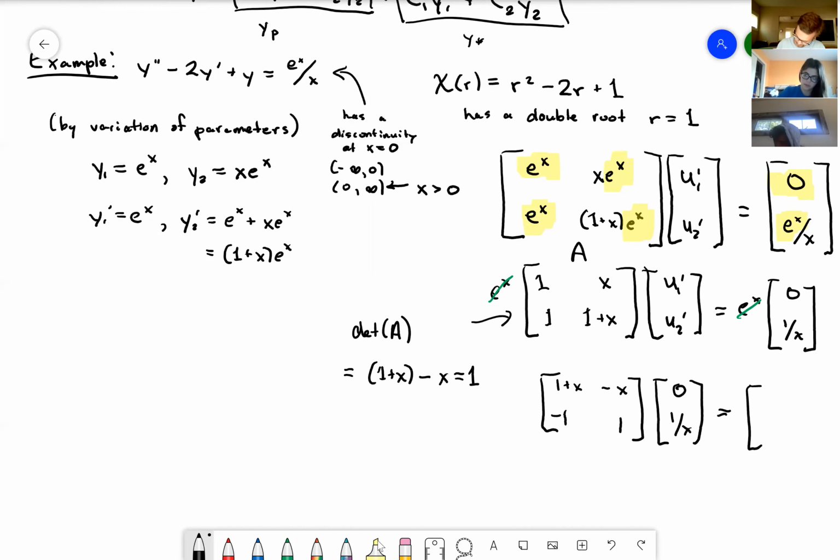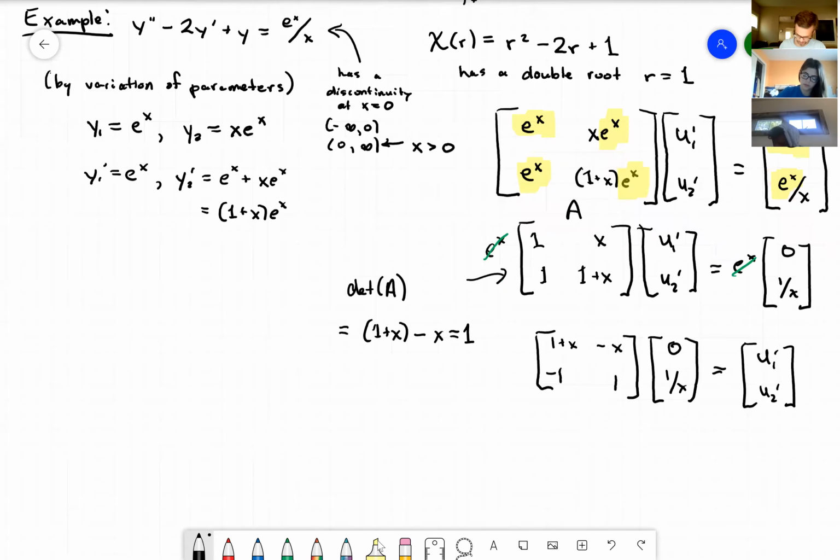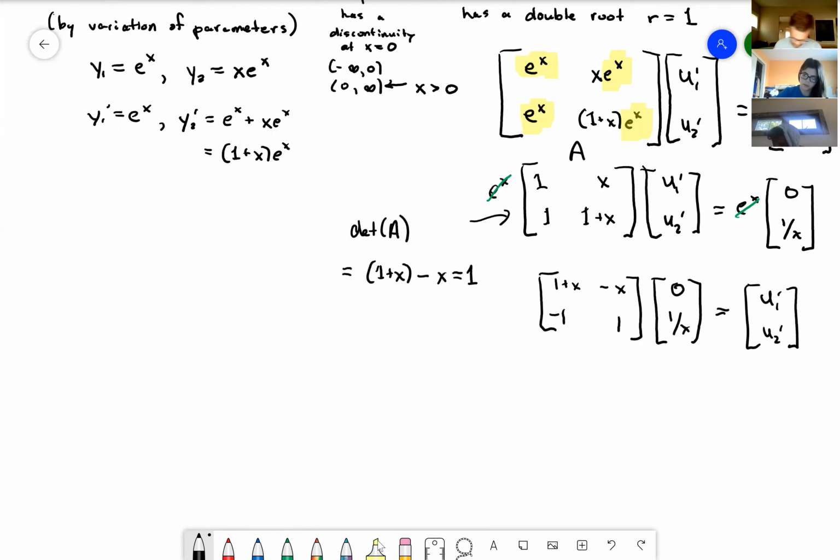Our left-hand side over here is now u1 prime, u2 prime. It's right on the right-hand side. And so what we get is that u1 prime is equal to minus 1, and u2 prime is equal to 1 over x. Okay. So integrating, we get that u1 is equal to minus x, and u2 is equal to, well, it would be the natural log of the absolute value of x, but we're only considering positive x. So it's just the natural log of x.